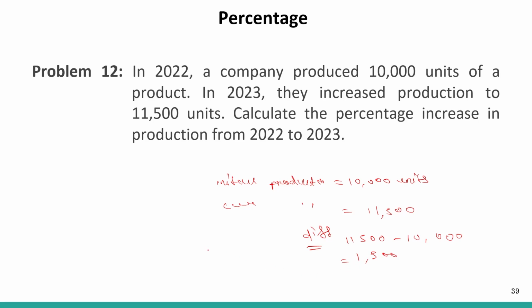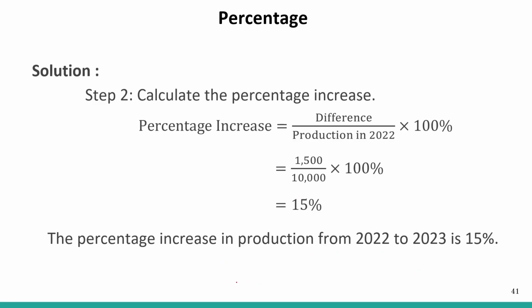Okay. So how much is 1,500 of 10,000? So 1,500 by 10,000 into 100. That is equal to 15 by 100, that is equal to 3 by 20. So 15% is the answer. This is how we got the percentage increase. And the percentage increase in the production from 2022 to 2023 is 15%.